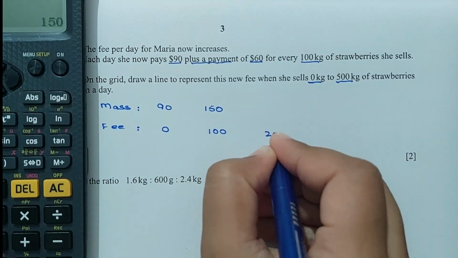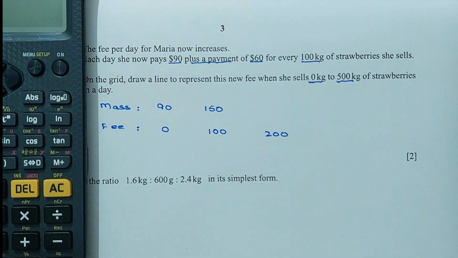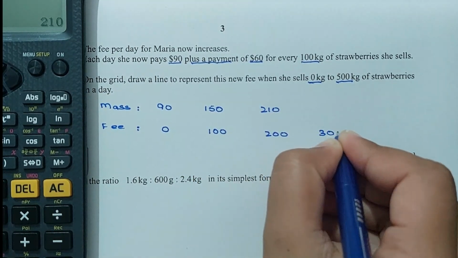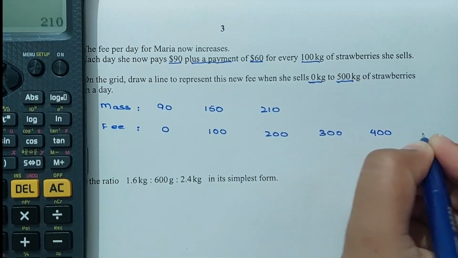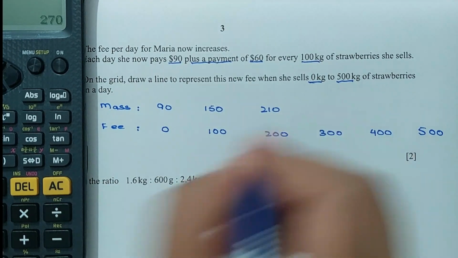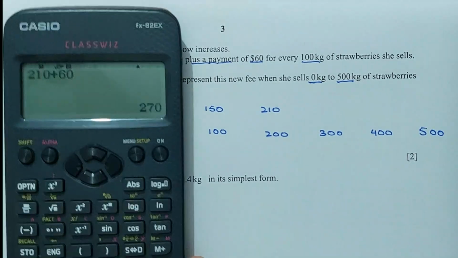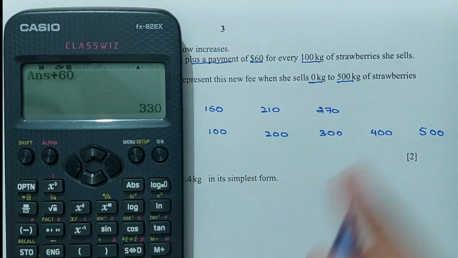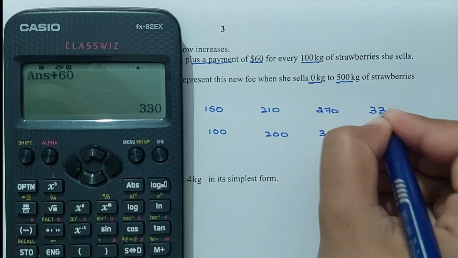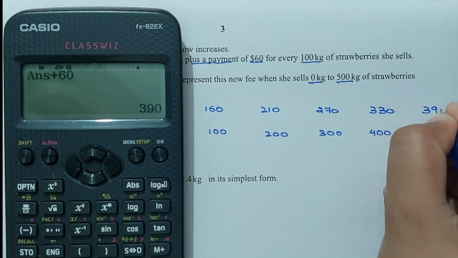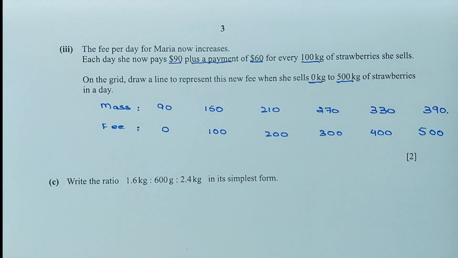Next, for 200 kilograms, again adding 60, which is 210. For 300 kilograms, for 400 kilograms, and for 500 kilograms, adding 60 is 270. Then add 60 is 330. And then add 60 is 390. So this is going to be the line.